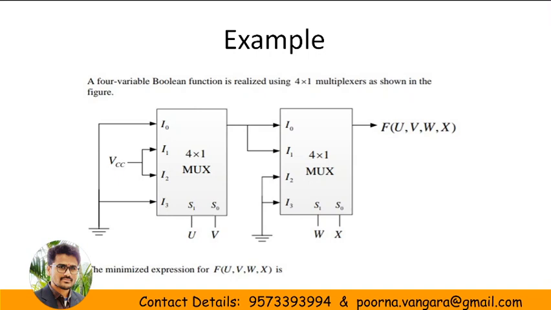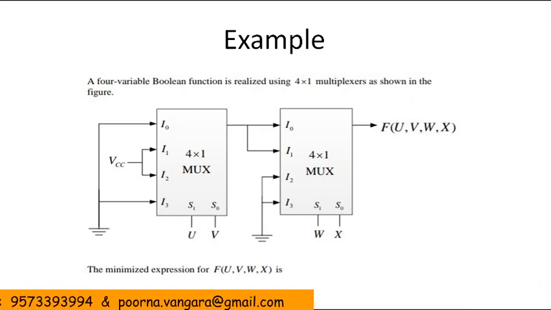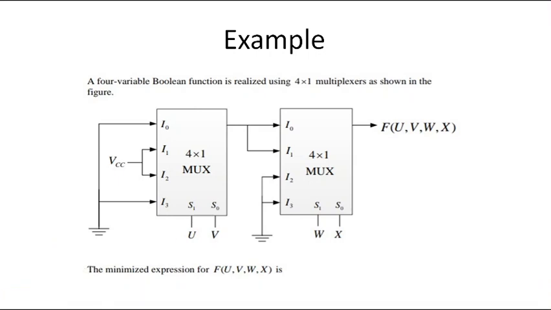In this video, we are going to see two more problems on multiplexers. As you can see on the screen, there are two 4:1 multiplexers and we need to find out the final output, that is function f, and that is the output of the second multiplexer.